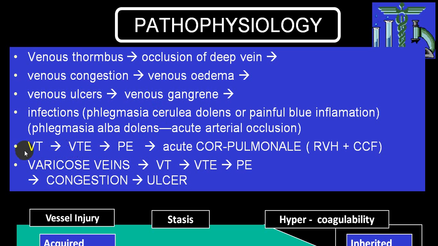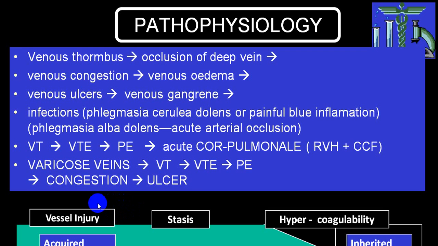And venous thrombosis can end up with venous thromboembolism, pulmonary embolism, and that pulmonary embolism can end up in acute cor pulmonale, which will be RVH with congestive heart failure. Also, varicose vein can form venous thrombosis and thromboembolism leading to pulmonary embolism. Venous congestion, ischemia, and ulcer formations.